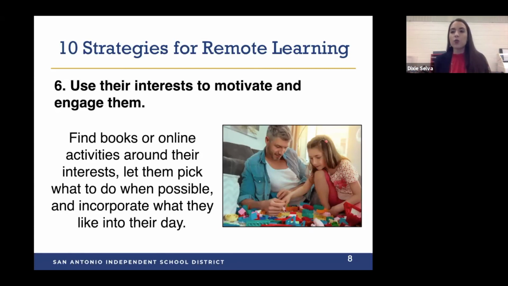Things like that. So whenever possible, try to find a way to incorporate what they like, what they're interested in, and also to give them choice in what they're doing, so they don't feel like everything's just told to them all the time and they don't ever have any choice. That's one way you can keep them interested and motivated.